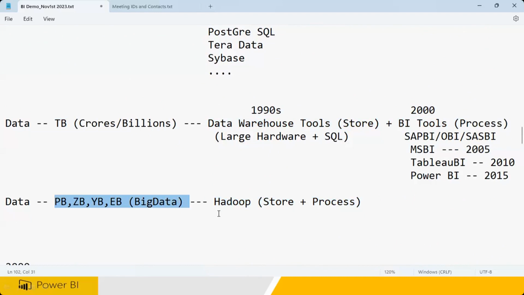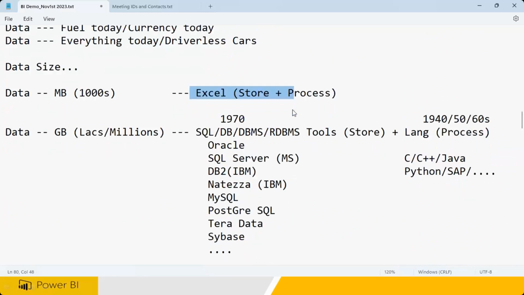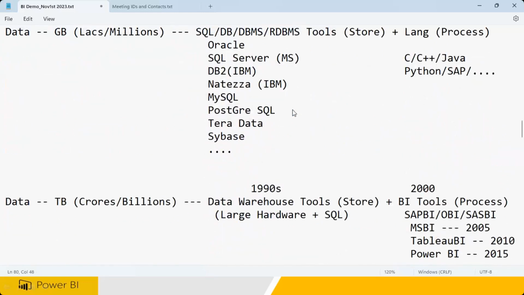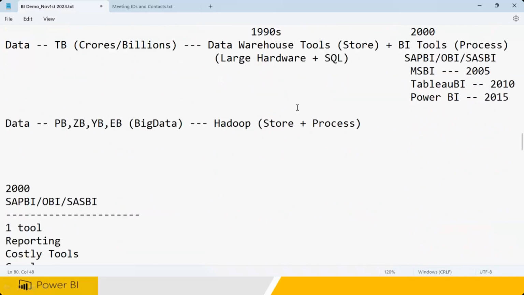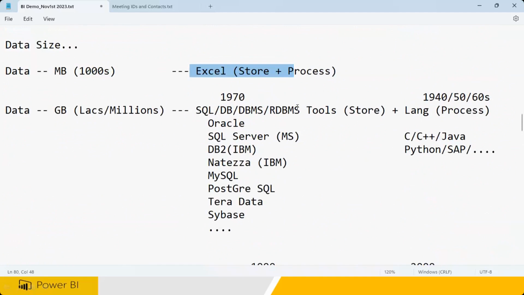Can I use a rocket everywhere? No. It depends upon the size of the data, upon the distance, that you use different tools. It is not that you're so rich you will use a rocket. It is not like that. Depending upon the size of the data, the companies are going to use Excel, data warehousing, Power BI, Tableau, Hadoop, like that. Tomorrow we'll continue further and talk about some more things.